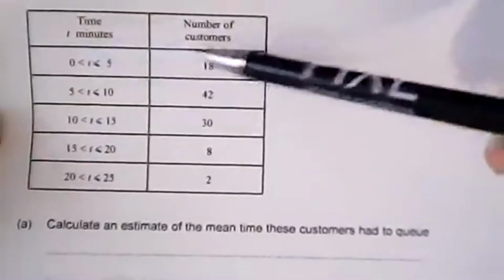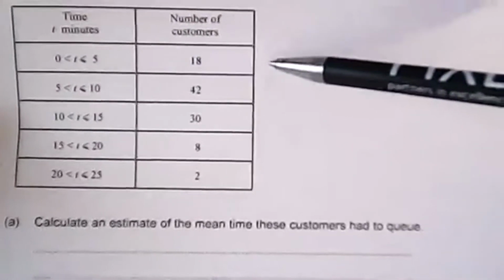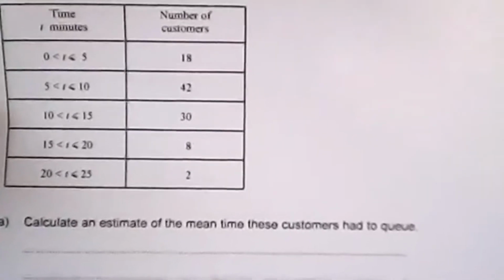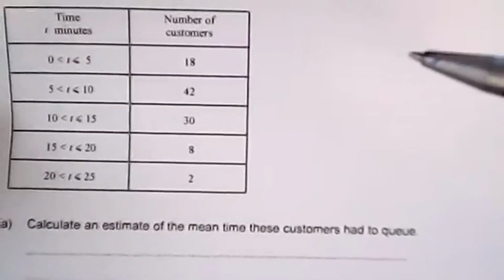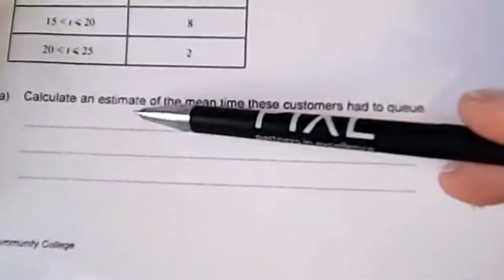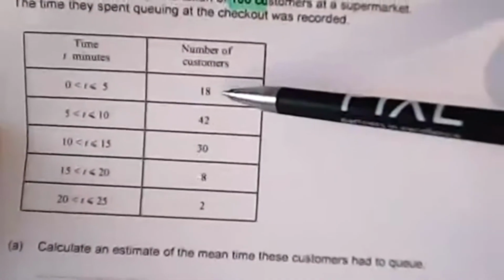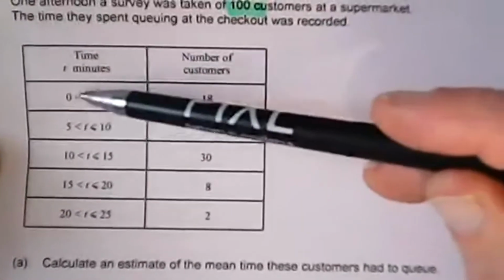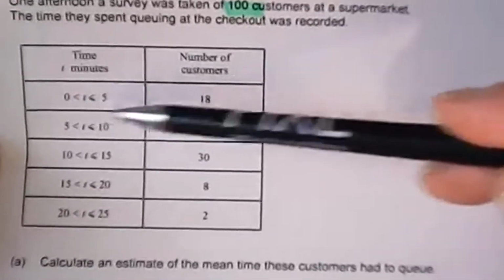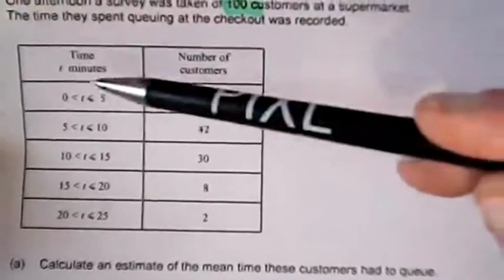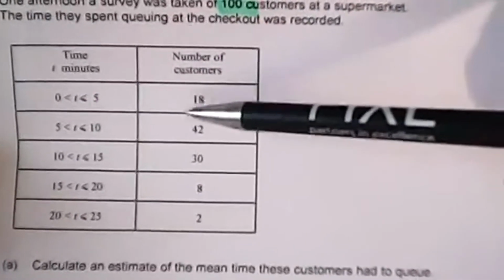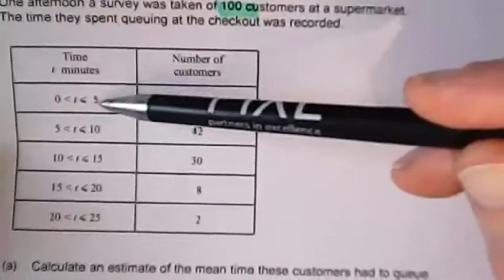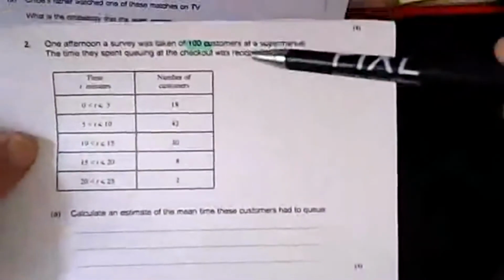So when we add these numbers up, we need 18 lots of numbers between 0 and 5. And that's why we use the midpoint, because this is an estimate. The question here says estimate. So we're estimating that those 18 people are roughly in the middle of this category, so halfway. That's the first thing we need to do. We need to figure out roughly how long each of the people in this group have spent, and that is the midpoint. Now, this is a typical WJEC question.